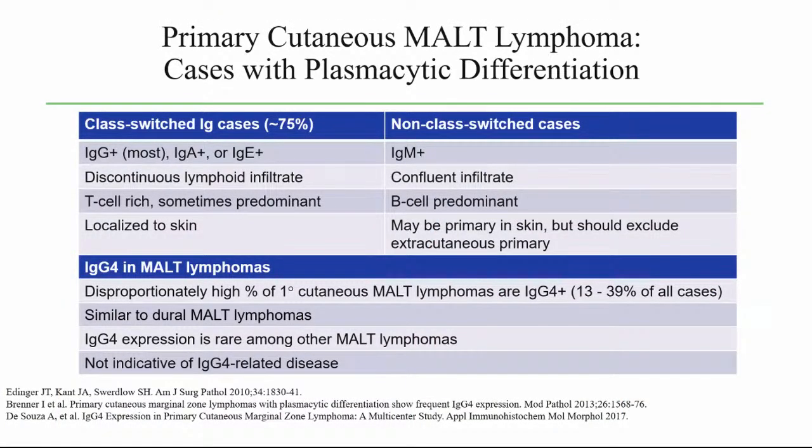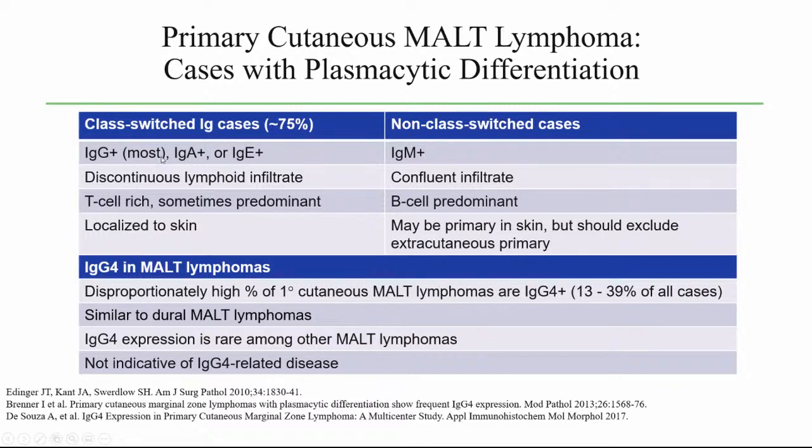When you look at primary cutaneous MALT lymphomas with plasmacytic differentiation, you can divide them into class-switched cases and non-class-switched cases. By class-switched, which make up the majority of cases, that means that the plasma cells that are there are not IgM positive. B cells start out expressing IgM, and then some of them switch over to being IgG, IgA, or IgE positive. So those are class switched. And when we look at the plasma cells, it's very easy to tell if there's been class switch.